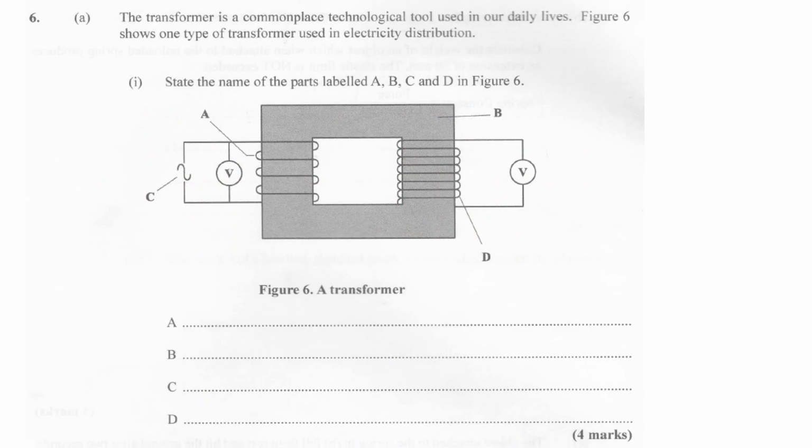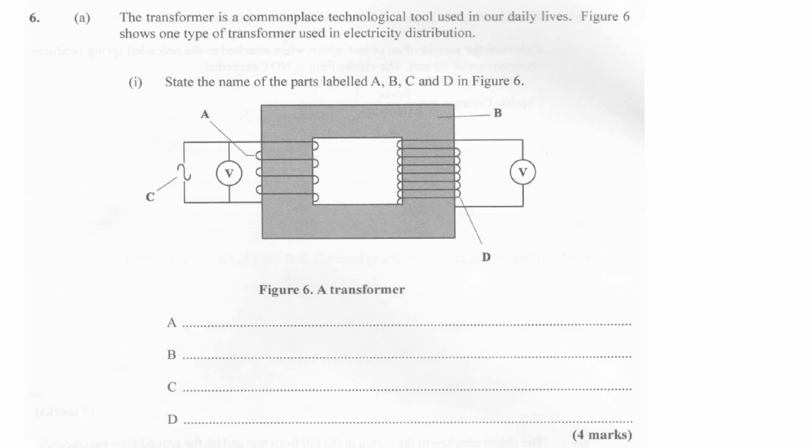Question 6, the final question. We're given this diagram and we're told that the transformer is a commonplace technological tool used in our daily lives. Figure 6 shows one type of transformer used in electricity distribution. Part 1, we're to state the name of the parts labeled A, B, C, and D in that figure.